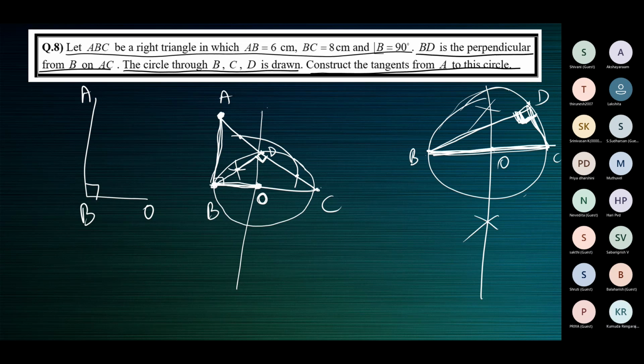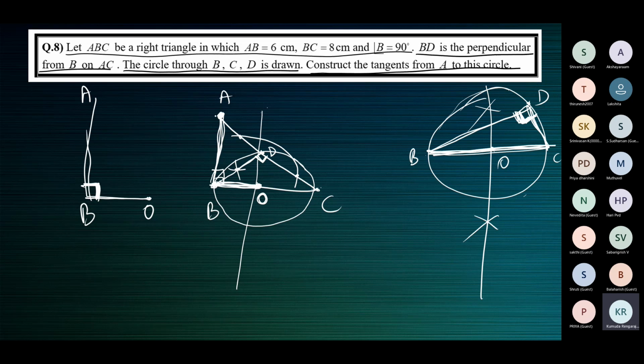So OB is a radius. OB is the radius of the circle. And you can see that BA is some line and OB makes 90 degrees with that line. So that means AB is a tangent. This 90 degrees is not from any theorem. It's already given that this angle is 90 degrees. It's a right triangle. This is already 90. This is the radius. It makes 90 degrees with AB. That means AB is the tangent.